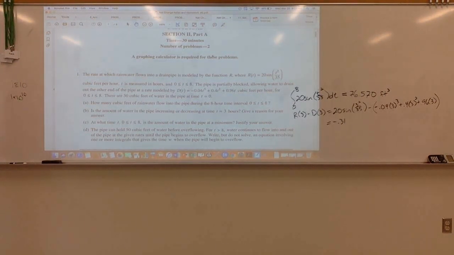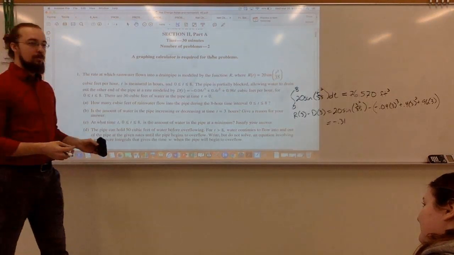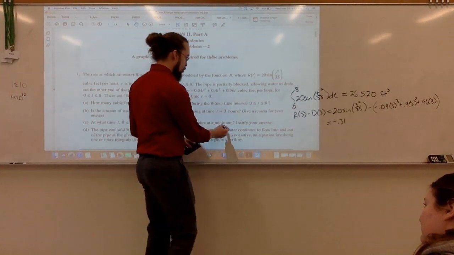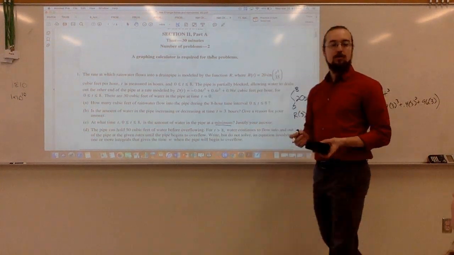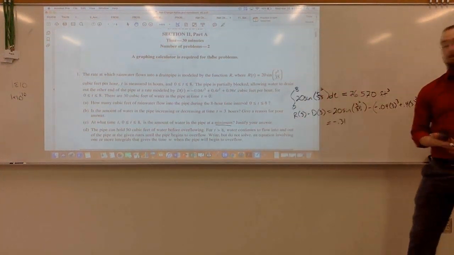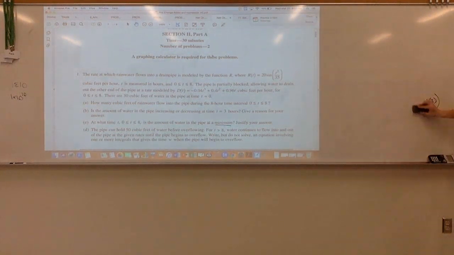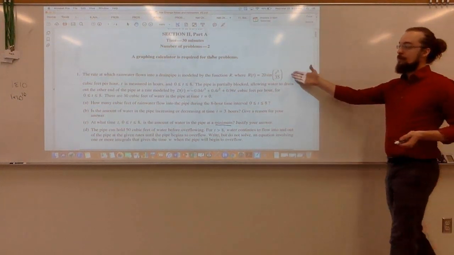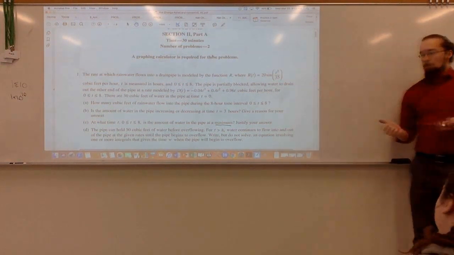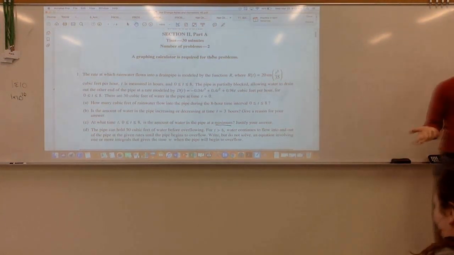Find places where both equal 0. Yeah, well, we want to set the rate equal to 0. Whenever we're finding maxes or mins, we want to find critical values, right? Critical values are where the derivative, which is the rate function, equals 0. We're given the rate functions. So how would I do that?